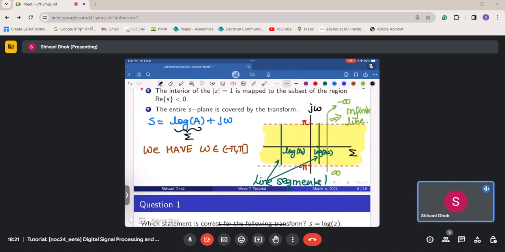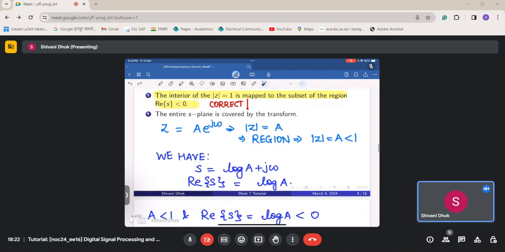So let me number this. Let's say this is figure 1. So from figure 1 you can see that only this part is covered. Anything which is here and here is not covered, which means that it's not covering my entire S-plane. Why? Because this omega is just varying from minus pi to pi. If this would have varied from minus infinity to infinity, then yes, this particular thing would also cover the entire S-plane. But for this given case, when my omega is varying from minus pi to pi, it is not covering my entire plane. So this option is wrong.